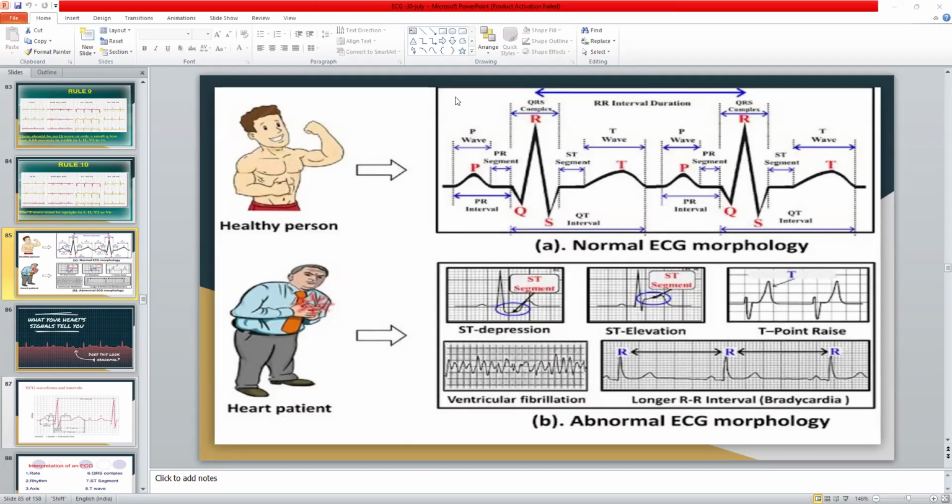Good evening. In the last session, I explained to you the basics of ECG, how to interpret a normal ECG, and how the normal morphology of the ECG looks. Today, I'll be explaining the abnormal ECG morphology, how to identify the abnormal morphology, and how to obtain the provisional diagnosis of the underlying cardiac problems.